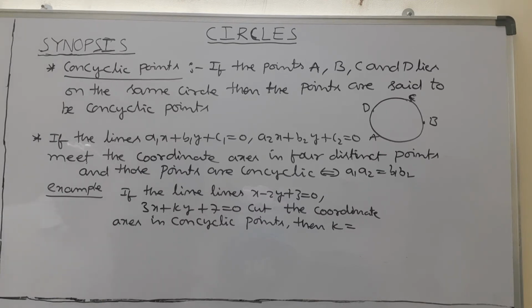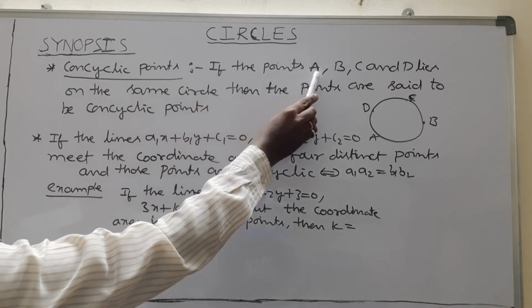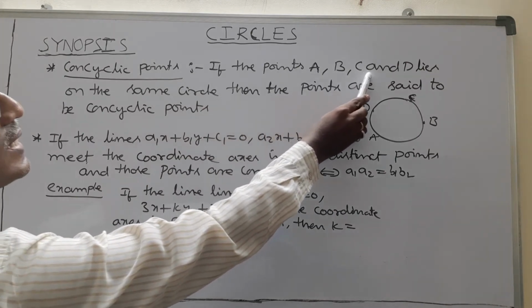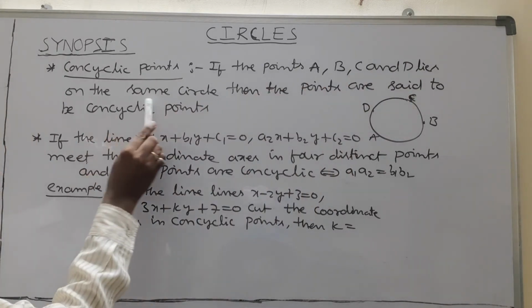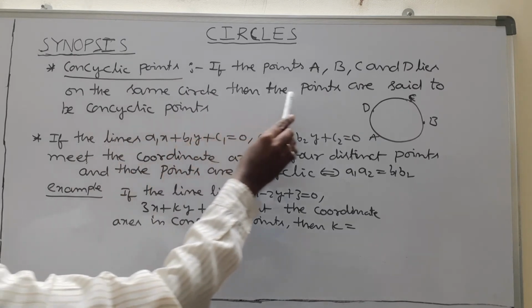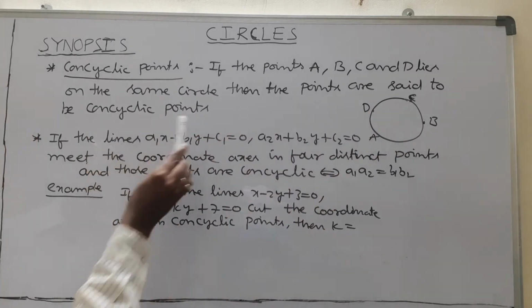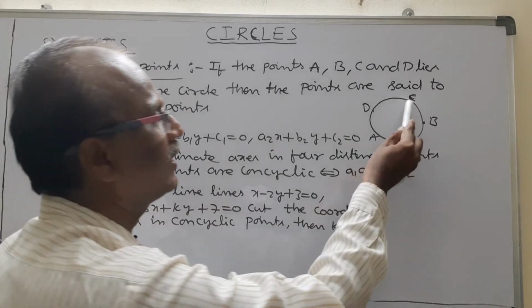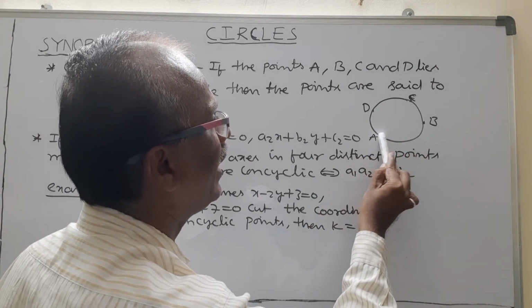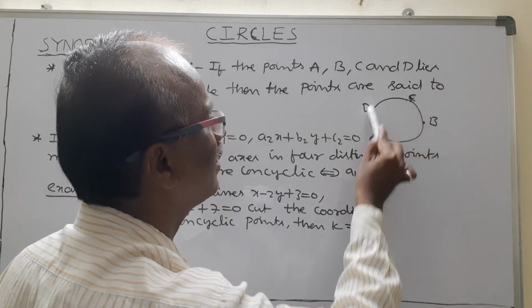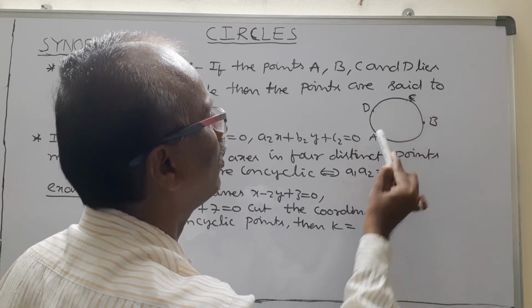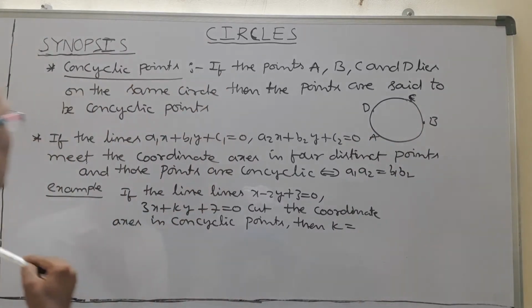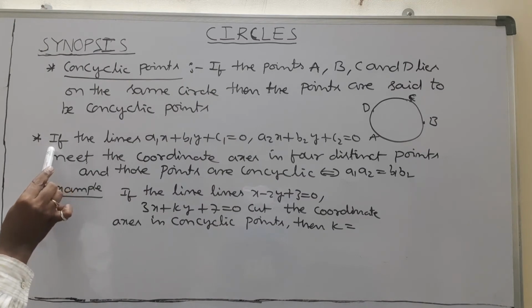Next one, concyclic points. If the points A, B, C and D lie on the same circle, then the points are said to be concyclic points. In the circle, this is the circle. Here A, B, C, D lie on the circle. These points are called concyclic points. Here, this is the important point.